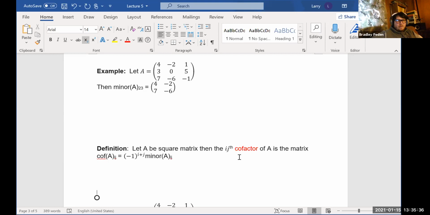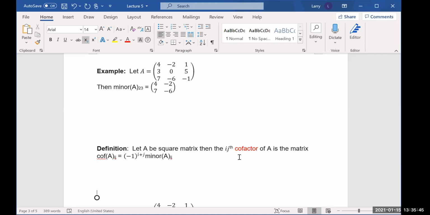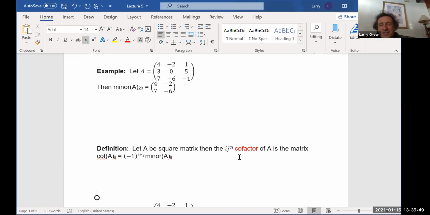All real numbers? Definitely not. -1 to the i plus j is never 7, for example. What can it be? 1 or -1. Yeah, 1 or -1. I wanted to make sure that you're all clear about that. That's not a trick or anything.